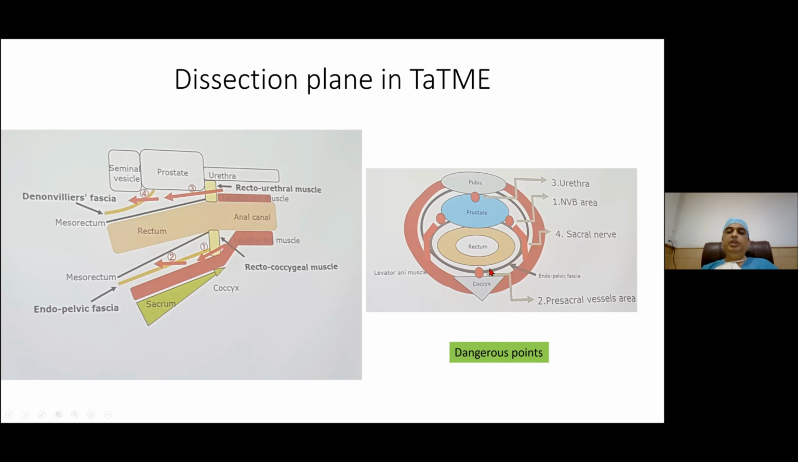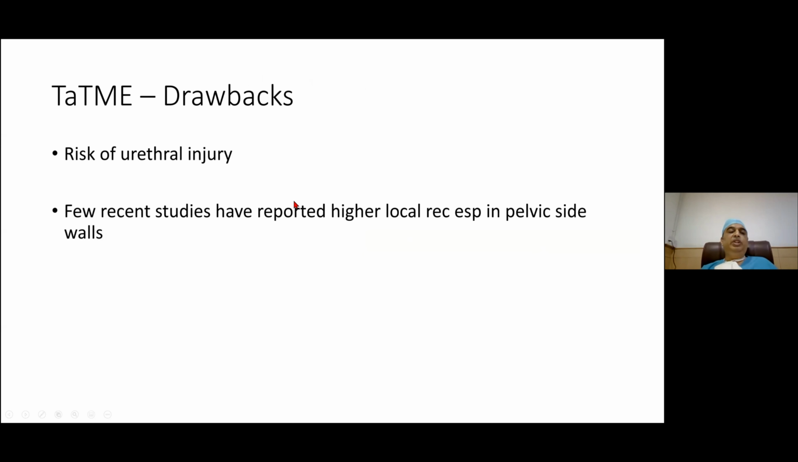You can see here there is not much. If you are in the plane, there is no chance of injuring the presacral vessels. The problem is anteriorly, to avoid any injuries to vessels or urethra, and laterally one should not go very lateral to injure the sacral nerves. So the drawback remains the risk of urethral injuries, or also recently a few studies have come which have reported a higher local recurrence rate, especially along the pelvic side walls.